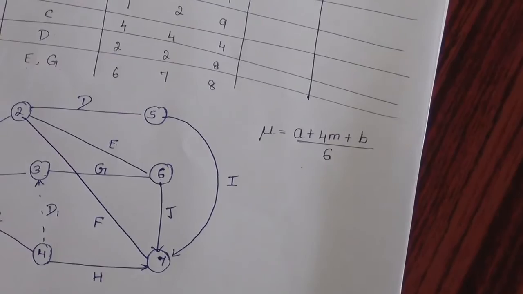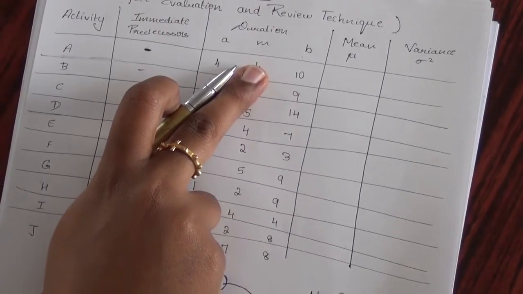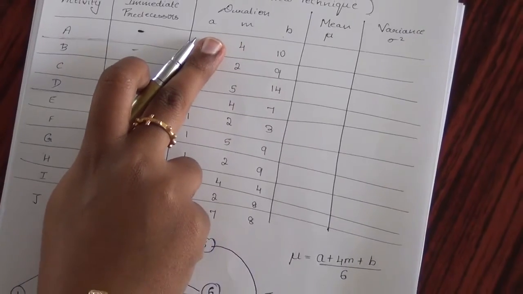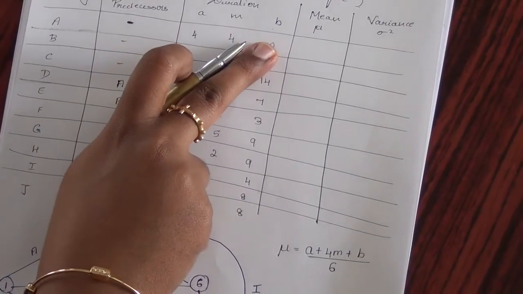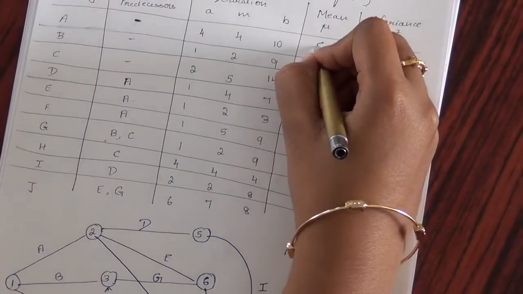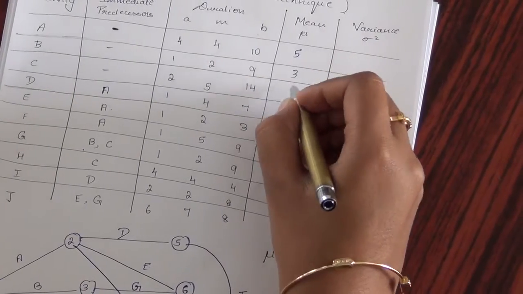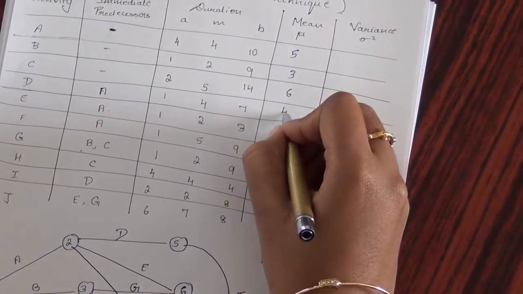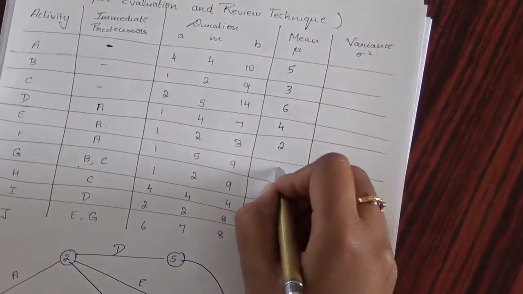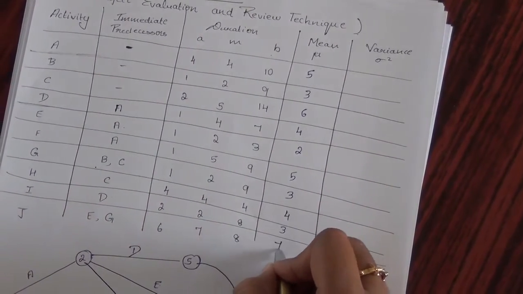So for calculating the mean for activity A, it will be 4 plus 4 into 4, which is 16. So 16 plus 4 will be 20. 20 plus 10 will be 30 and 30 divided by 6 will be 5. Similarly, you can calculate the mean for all the other activities. It is 3, 6, 4, 2, 5, 3, 4, 3 and 7.